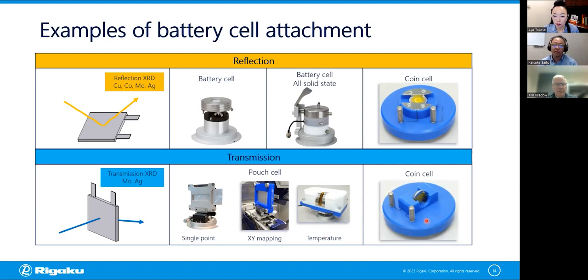And the coin cell for transmission geometry is available in the market as well. But in this case, please make sure your coin cell has two Kapton windows, on both surfaces of the coin cell, so that X-ray transmits well through the structure. Just for your information, stainless steel, the coin cell case itself, doesn't transmit X-ray, unfortunately. It is too absorbing and also too thick.